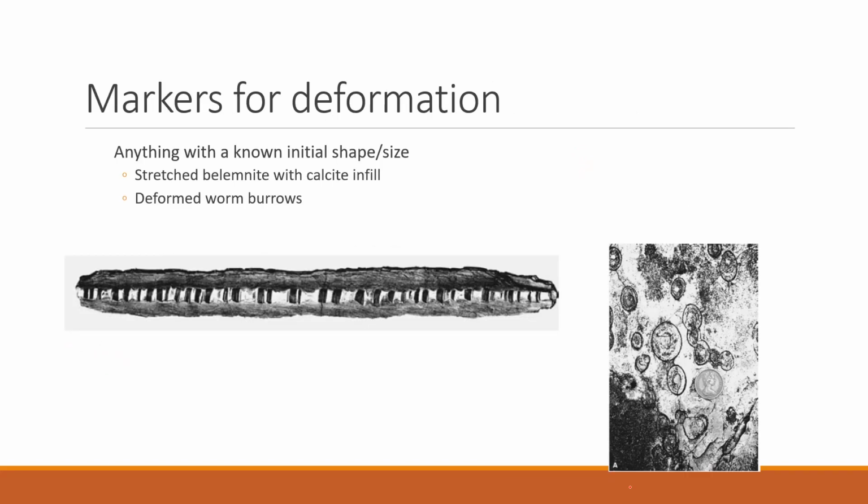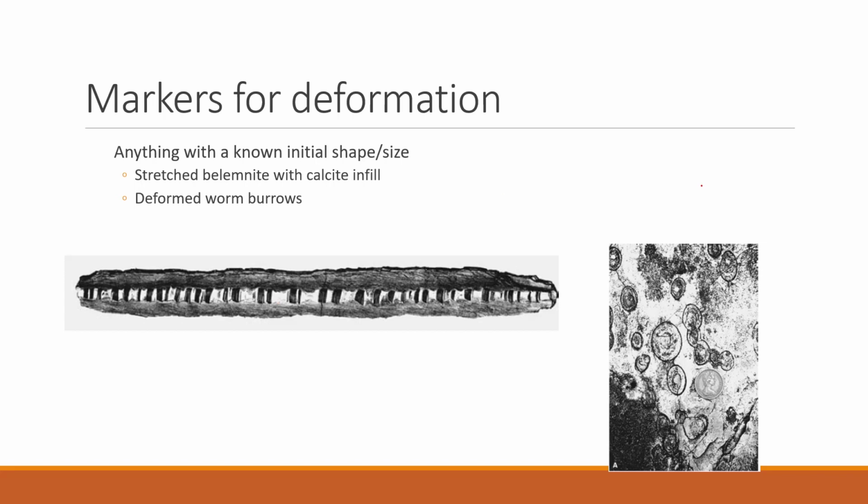Some of these things that we know what they originally would have looked like are very useful for deformation, because if we know its initial size and shape, we can determine what has happened to it by what it now looks like. So here's an example of a stretched belemnite, which is a fossil that now has calcite infilling the gaps. These white areas are areas where calcite has infilled the gaps, so we know this has been stretched out, and we can determine how much it's been stretched by how much calcite we have in there.